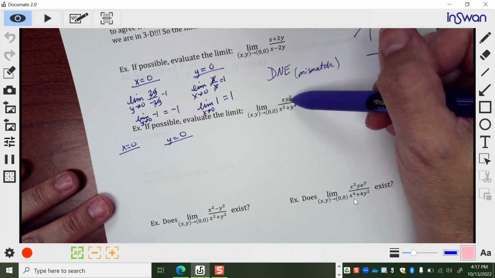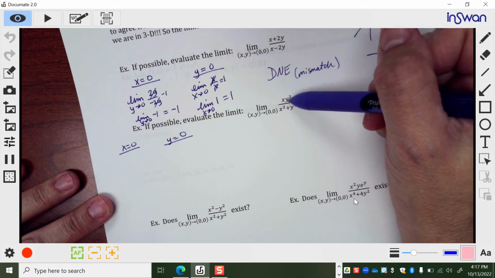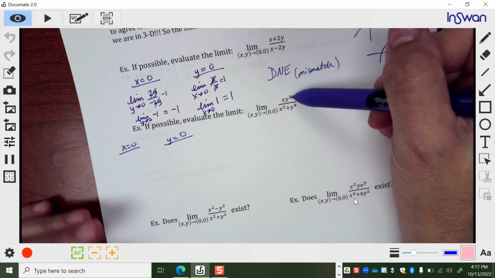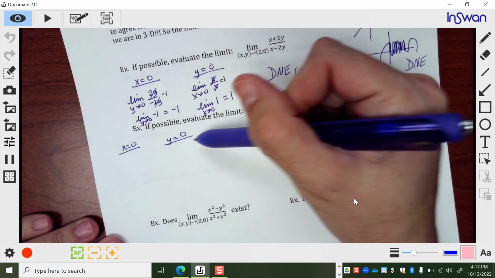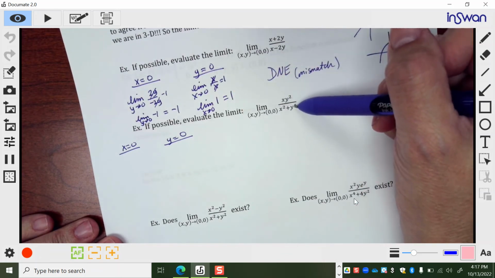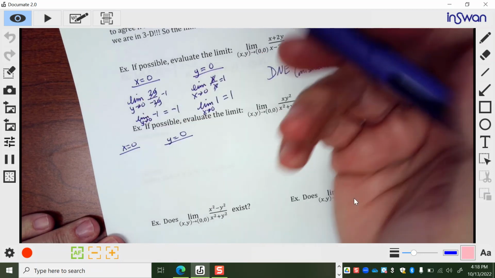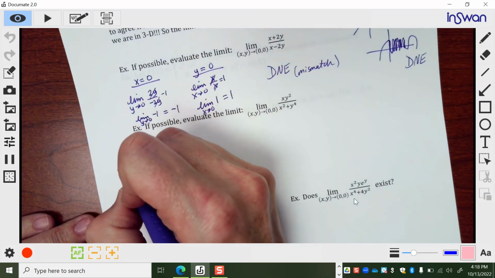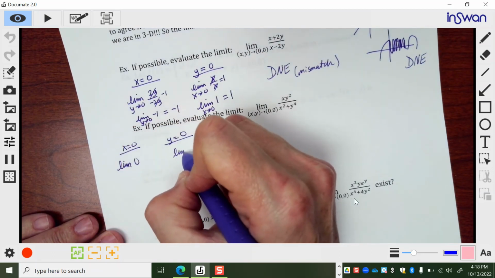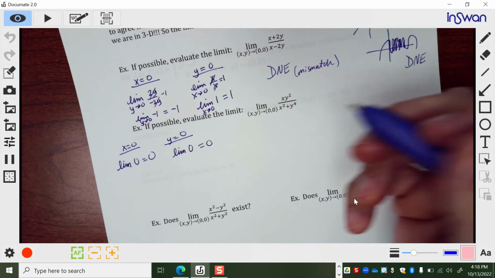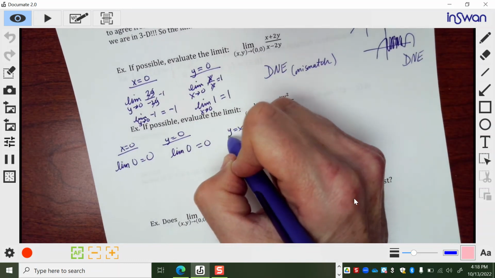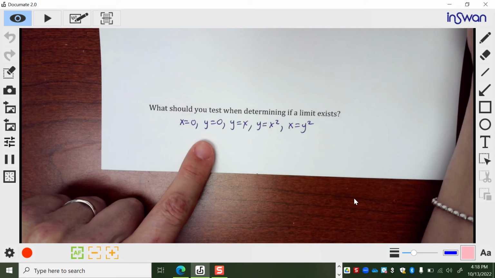Well, when I notice, if I let x or y be 0, the top just turns into 0. So I would get 0 over x squared if I let y be 0, and I would get 0 over y to the 4th if I let x be 0. So basically, both of these would just be the limit of 0, and those are equal to 0. So those match at 0, right? So let's do y equals x, because remember we have these 5 down here that we're going to try.